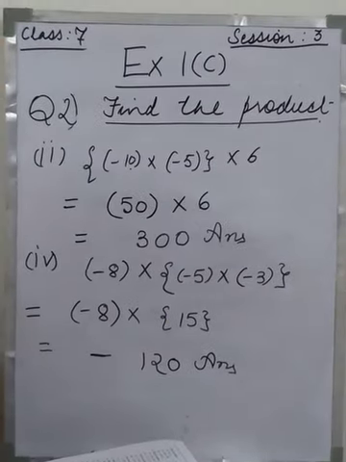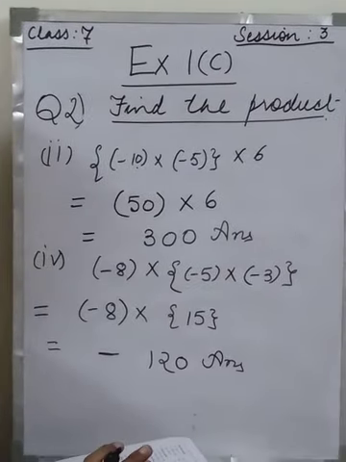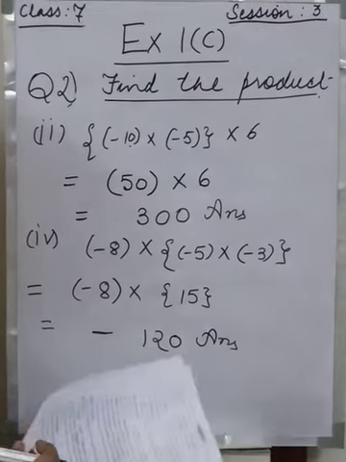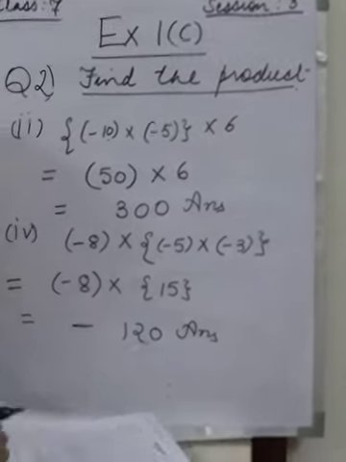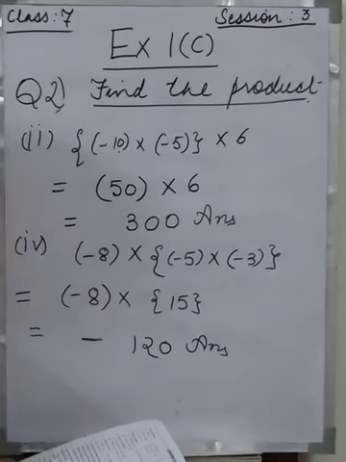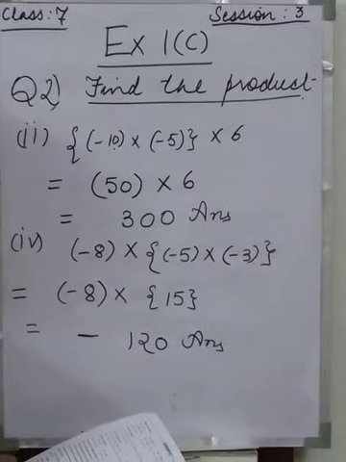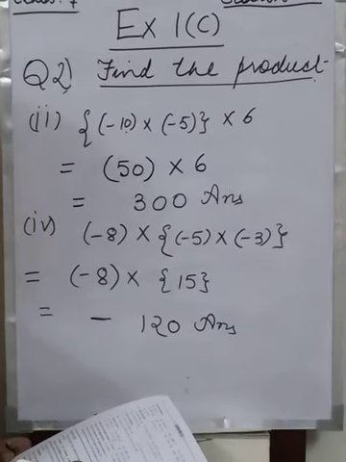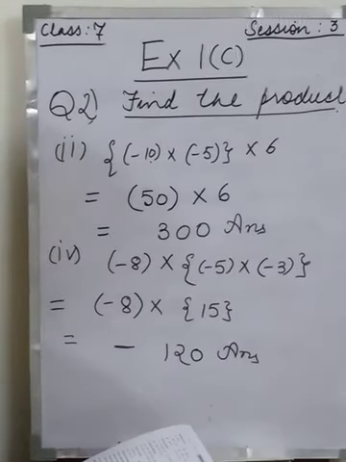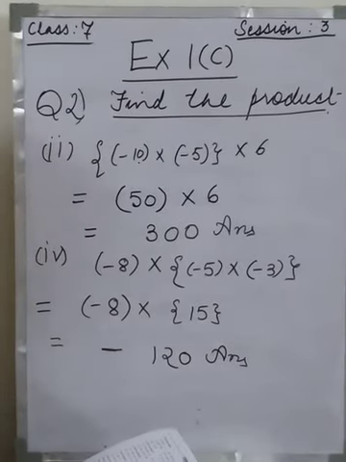Got it, children? So you'll do the remaining questions of exercise 1B, that is question number 6 to 10, in your fair copy. Then exercise 1C, question number 1 and 2, you are going to do in your fair copy in today's session. You will complete it as assignment.